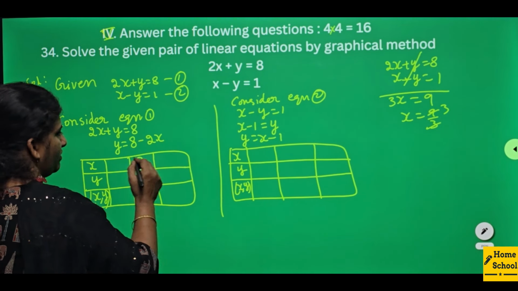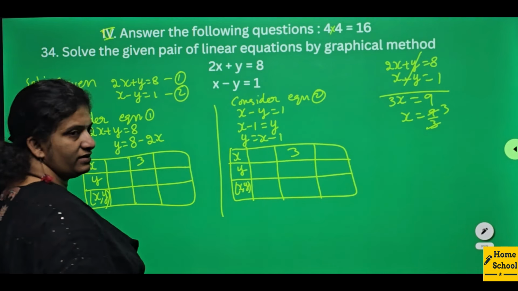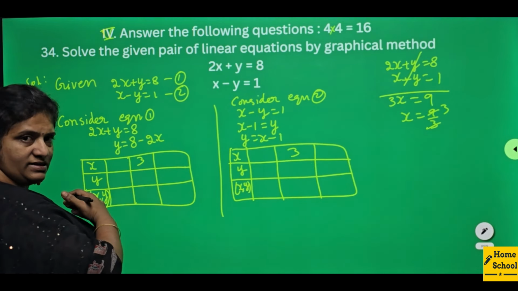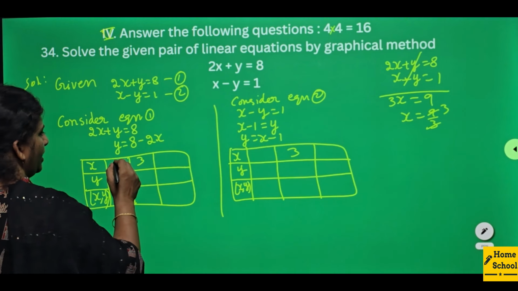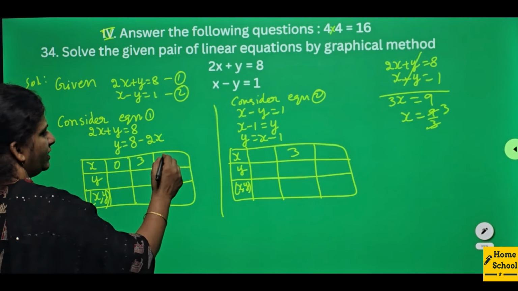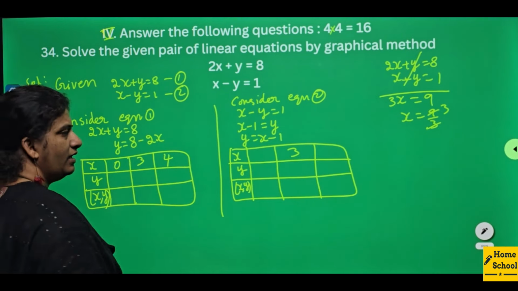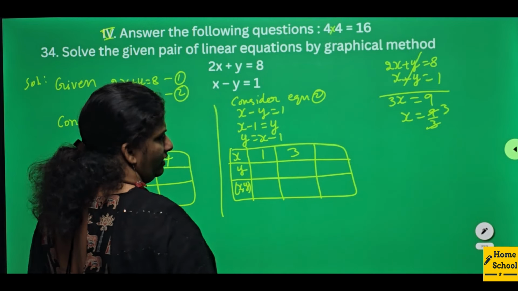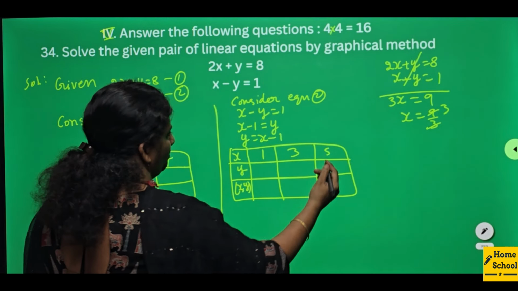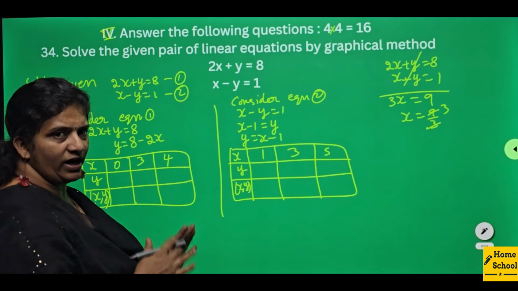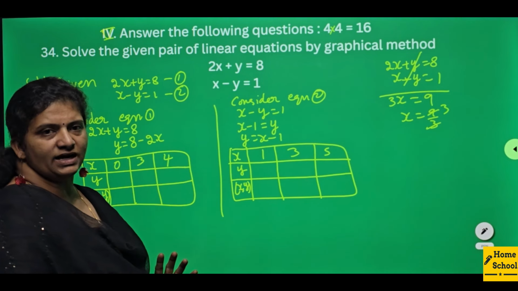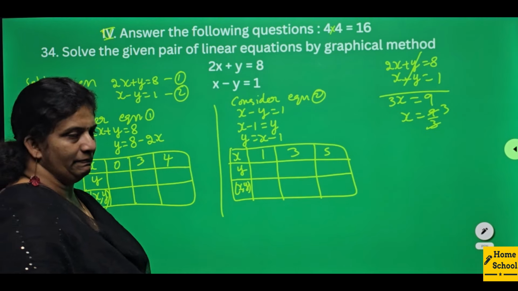Now put in this table middle 3 and here also middle 3. Now take any one number this side and that side. So let me take here 0, and after 3 I'll take one number 4, and before 3 you take 1. After 3 I'll take 5. Any number of your choice you can take. Make sure the center coordinates should be the same.